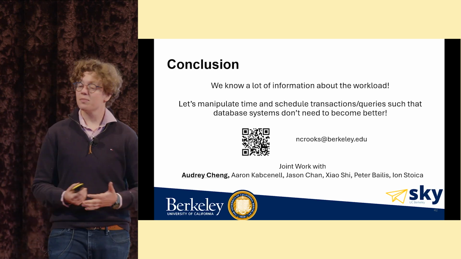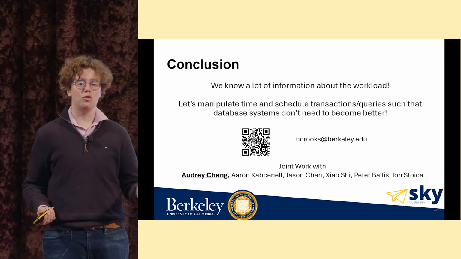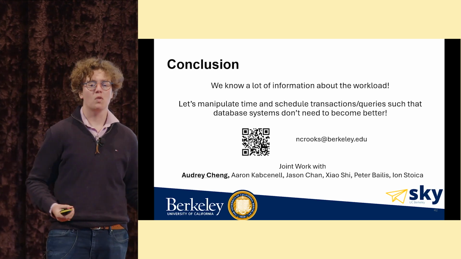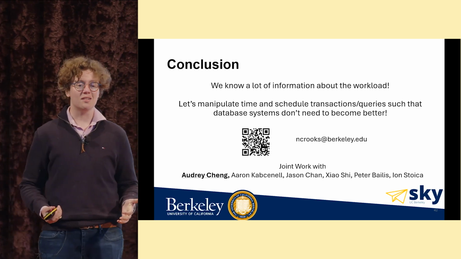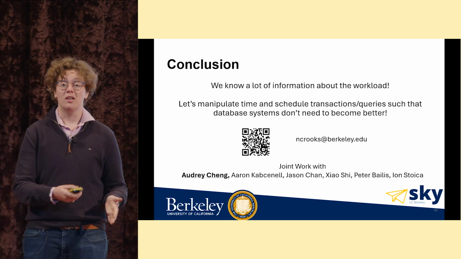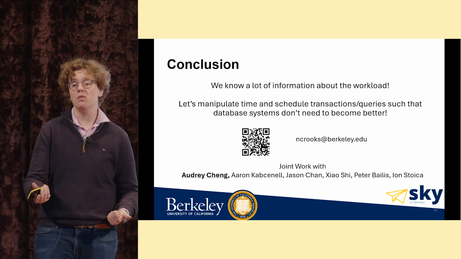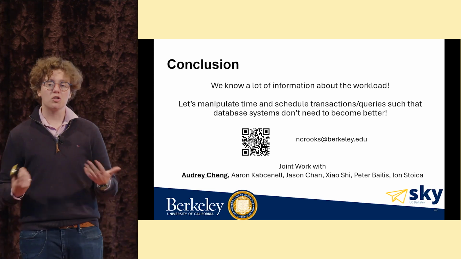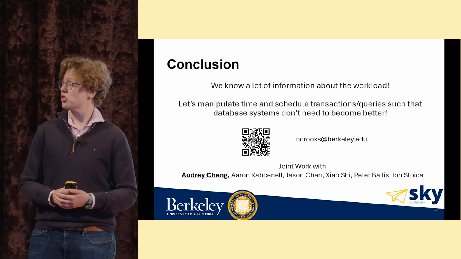As a quick summary, we know a lot of information about the workload, and we can use it to make the database's life easier. So instead of improving the database, let's just take the database as is and make its life easier. We can do that for concurrency control. We believe we can do that for performance isolation. And we're sure there are other aspects in which we can do that, for example, query optimization or query caching.